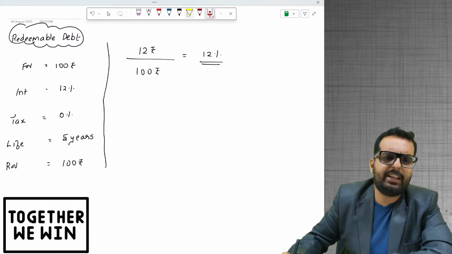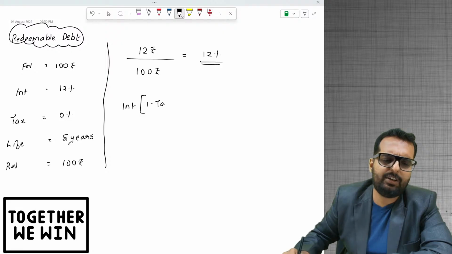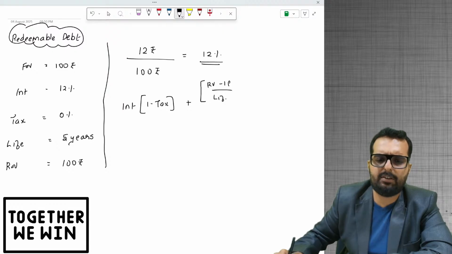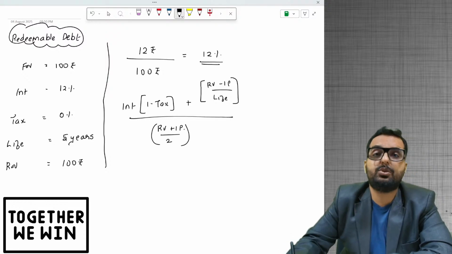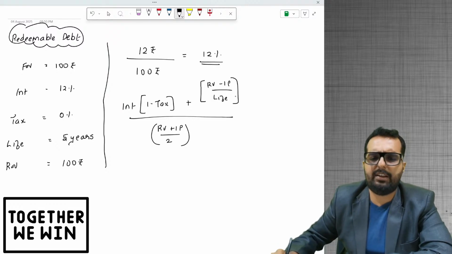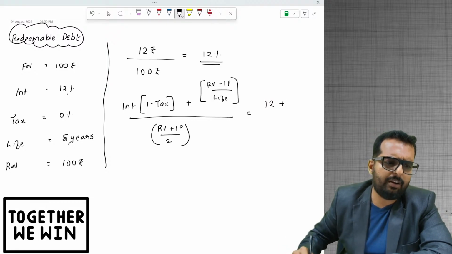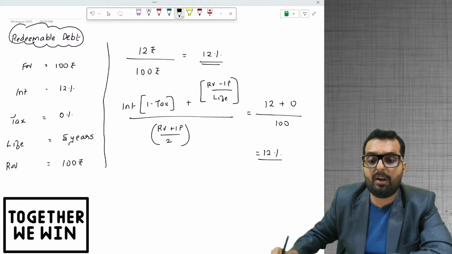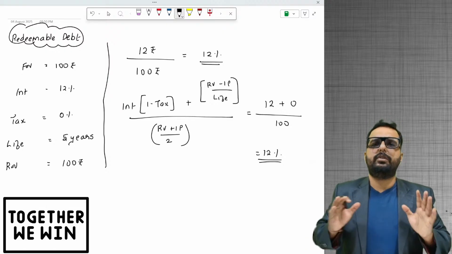What I'll do now is I'll give you the formula and then connect this with that. The formula is going to be interest into 1 minus tax plus redemption value minus issue price divided by life, whole divided by redemption value plus issue price divided by 2. So in this case, my interest is 12, redemption value 100, issue price also 100, divided by life will become 0, divided by 100. Because the numbers were easy, I get exactly the same answer as my cost of debt.